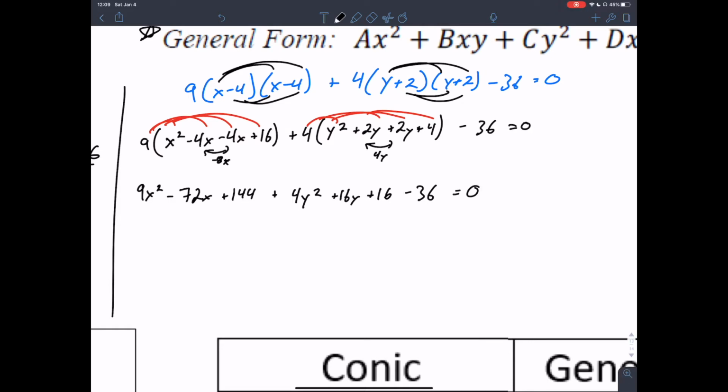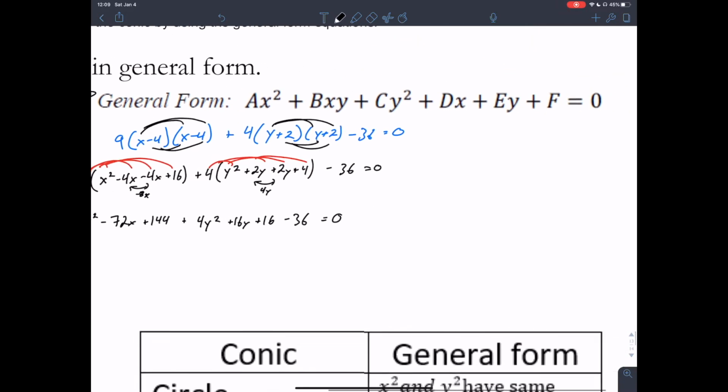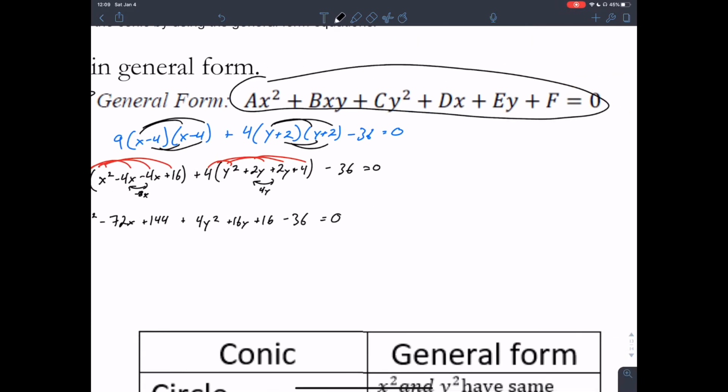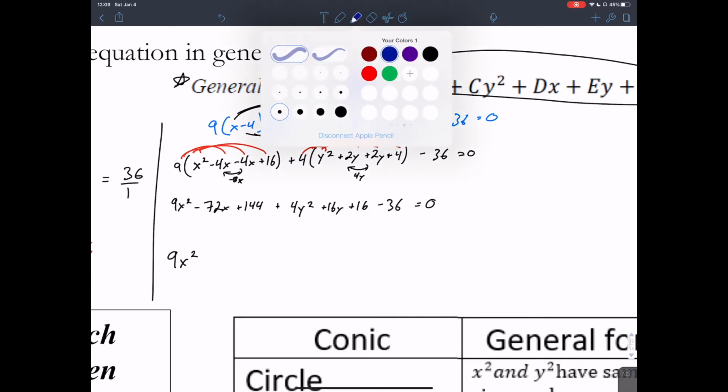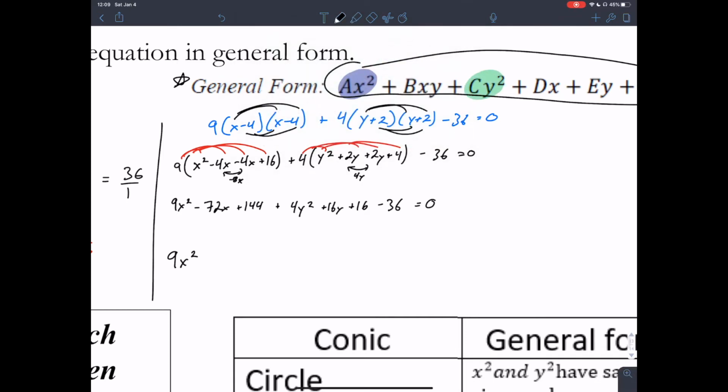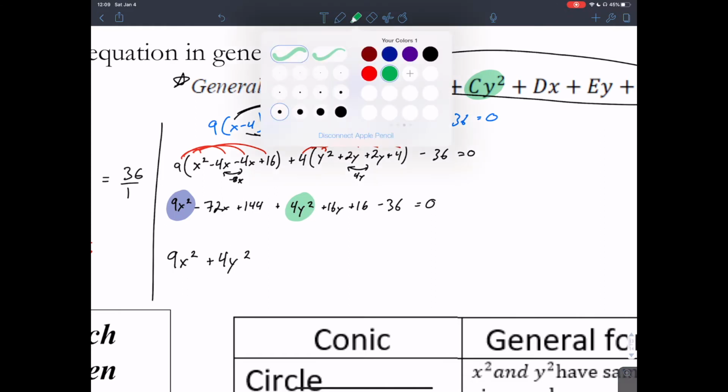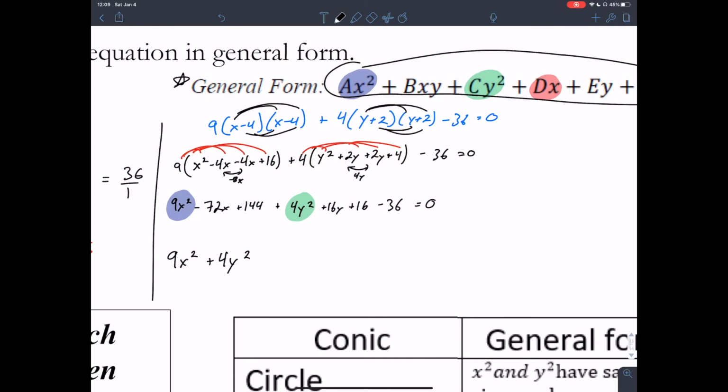Okay, now we can start putting stuff into the general form, which is right here. Okay, we don't really have an xy component, so we can just ignore it. So we start off with ax squared. So we find our x squared term and write it first. Then we move on to y squared. So we find our y squared term and just plop it there. So plus 4y squared. Okay, next is the x term. So x term would be right here.